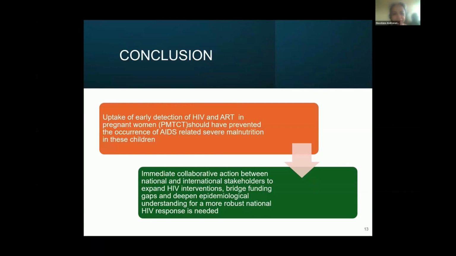But this uptake of early detection of HIV and ART in pregnant women should have prevented the occurrence of AIDS-related severe malnutrition in these children. So immediate collaborative action between national and international stakeholders to expand HIV interventions, bridge funding gaps, and deepen epidemiological understanding for a more robust national HIV response is needed.